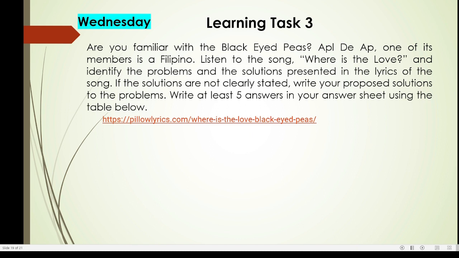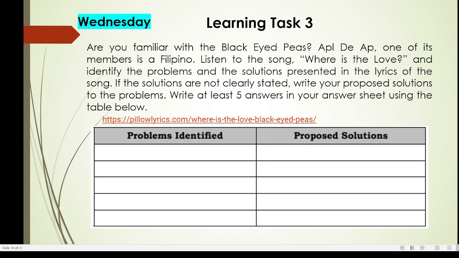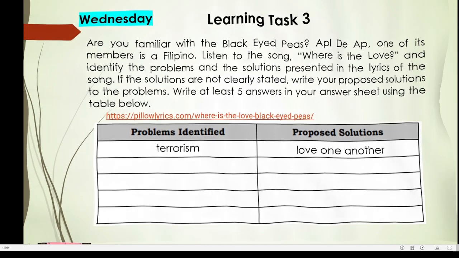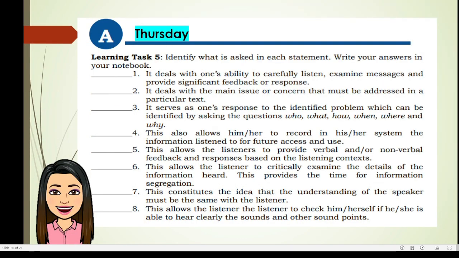Write at least 5 answers in your answer sheet using the table below. Here is a possible answer for the problem identified in the song. Terrorism, and the possible proposed solution to terrorism is to love one another. And on Thursday, you will answer learning task number 5. Identify what is asked in each statement and write your answers in your answer sheet.